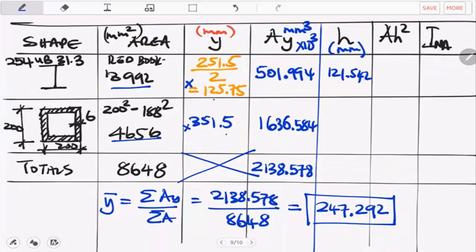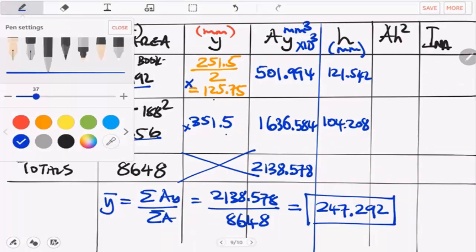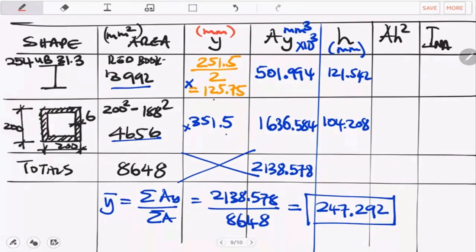So I get 104.208. 104.208. Is everyone getting these values? Yes, sir. Okay, it's fine. So if we're getting the same values, then that's fine. So your total here, we don't need any total. So there's no total for this section.